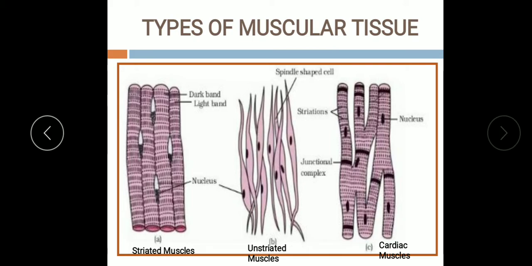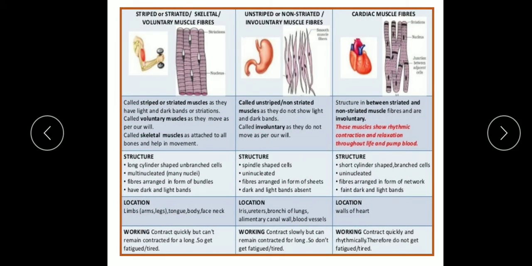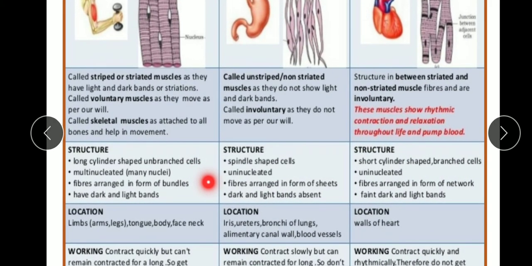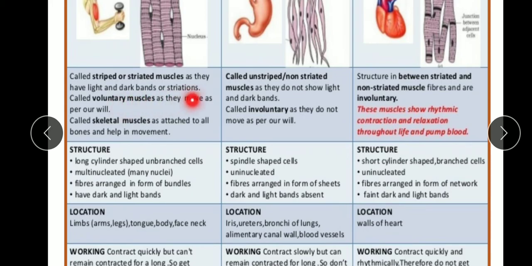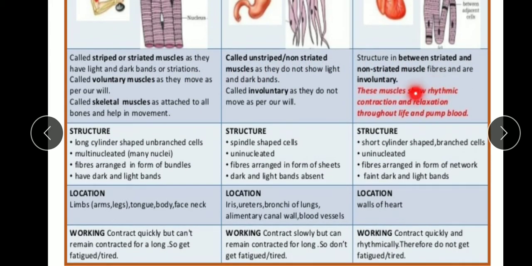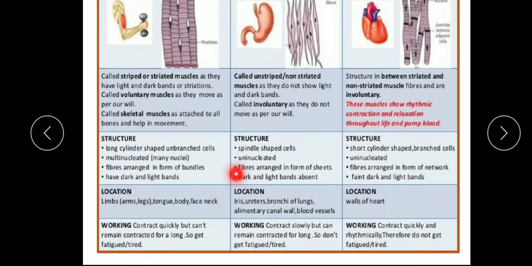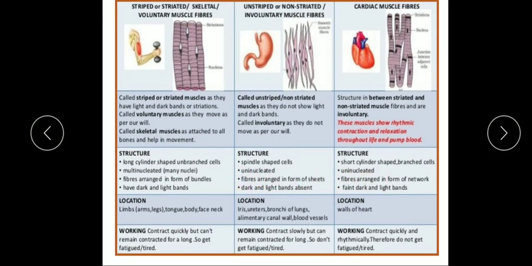Now we'll see another type of tissue there. All this I have discussed in detail. Here I'll revise once. All these are the striped or striated muscles, unstriated muscles, and the cardiac muscle. They have a structure between striated and non-striated muscles. Okay, structure and everything I have explained to you. So this is revision only.